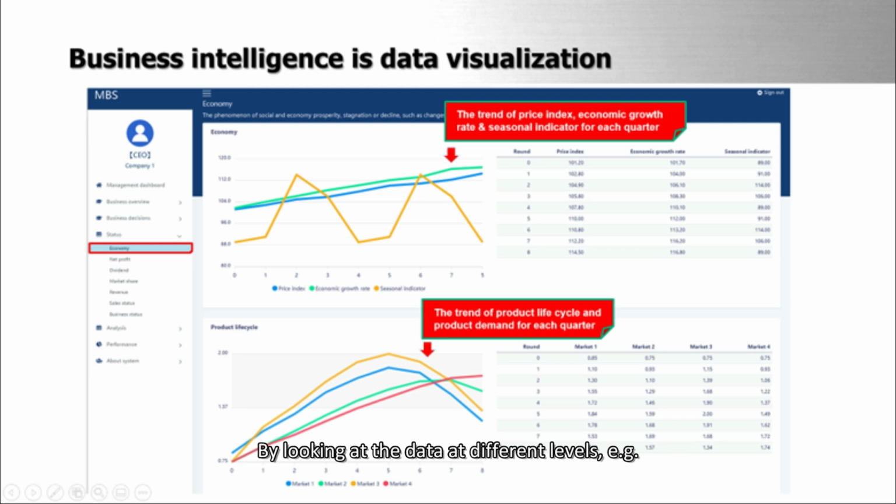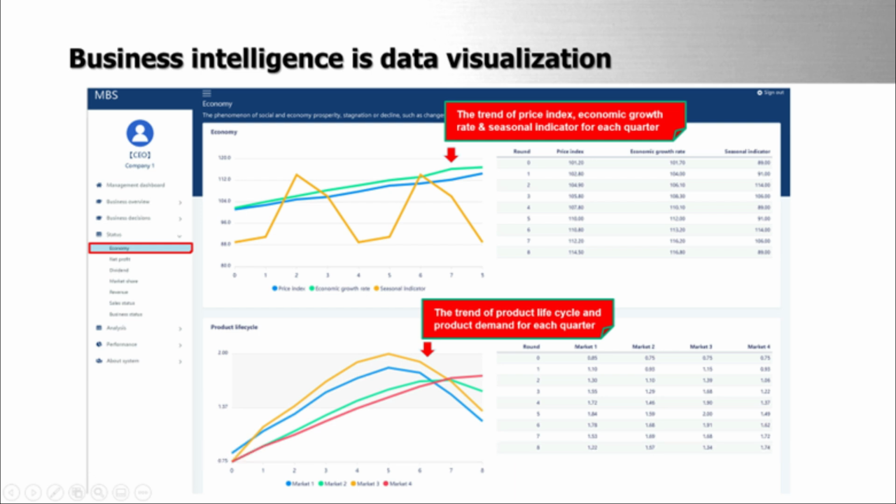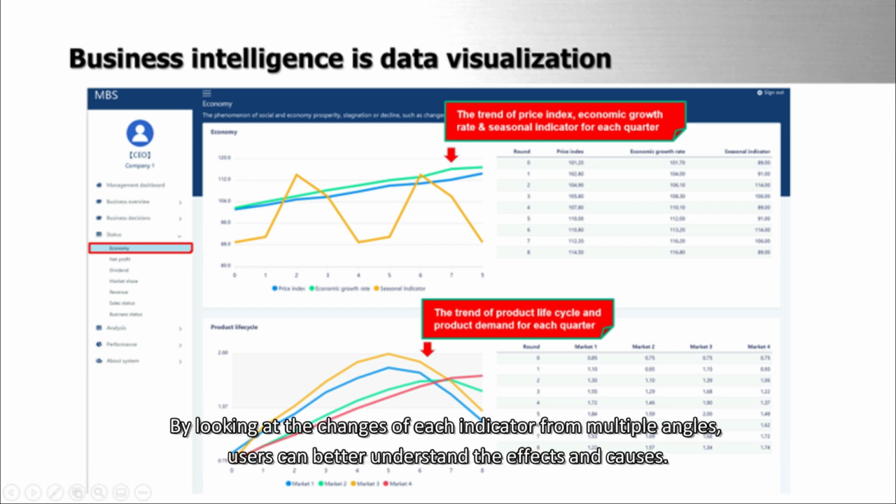By looking at the data at different levels, for example, from country to region to city or individually, users can understand the situation more fully. By looking at the changes of each indicator from multiple angles, users can better understand the effects and causes.